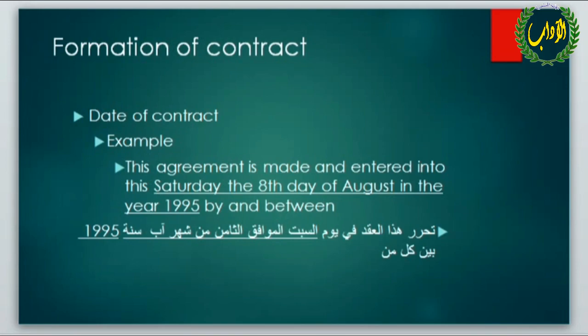The other part of a contract is the date of contract. The date of contract means the date on which both parties have signed the contract. An example we have here: this agreement is made and entered into this Saturday, the 8th day of August in the year 1995 by and between.